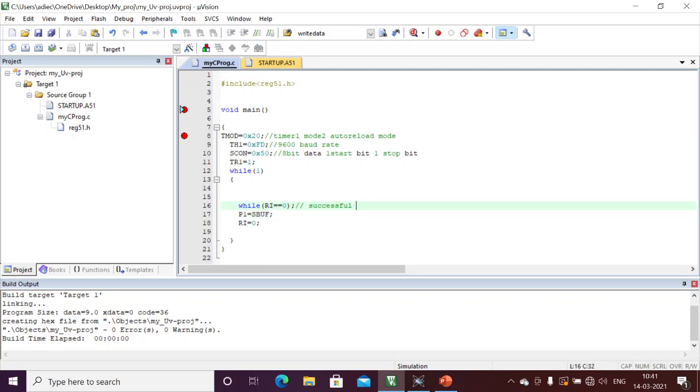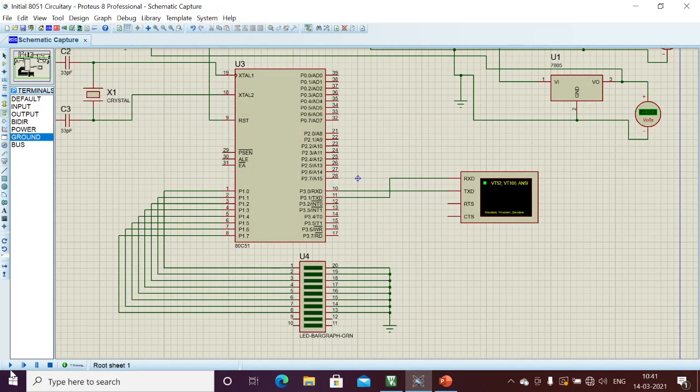For example, if I transmit the A character from the terminal on the PC, then the A value should be written here. A is nothing but 0x41. 0x41 means 0100 0001. This value should be observed across the port. If I transmit the value B, then I should see the 42 value. Similarly, we'll check whether the same data is coming or not.